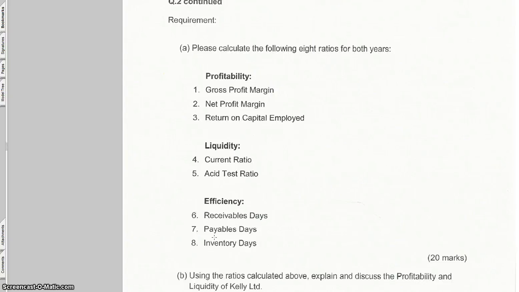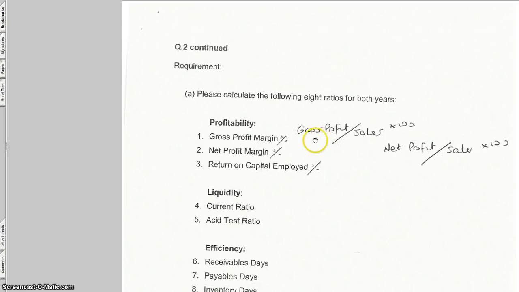So your gross profit and net profit are very similar. You just have to remember that they're linked to sales. So gross profit over sales, net profit over sales, and multiply by 100, so that all of these 3 are percentages. Your answer should be given in percent. So here it is: gross profit over sales by 100, net profit over sales by 100.